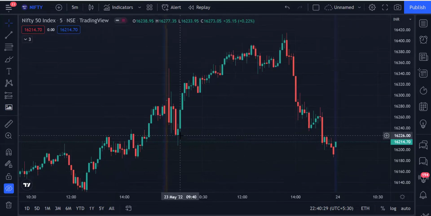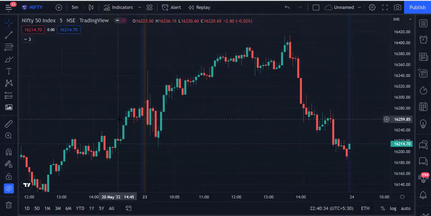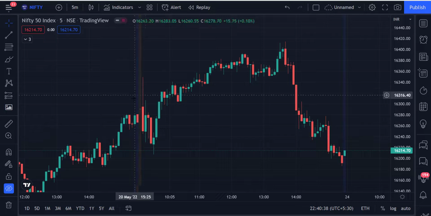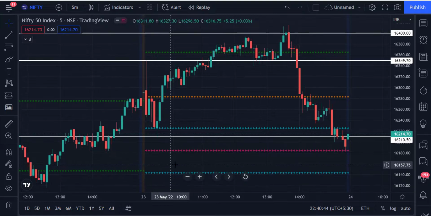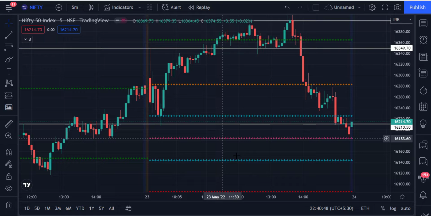So the day started off with the previous session. The levels at previous session closed, and then it tested the bottom level. Let me just quickly pull out the drawings and indicators so that we can interpret it properly. So this was the CPR for today.